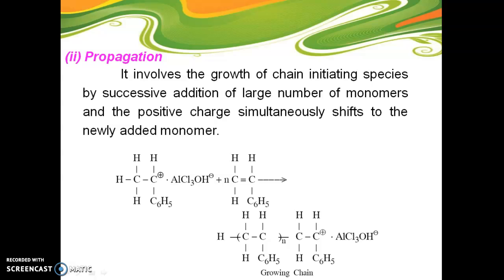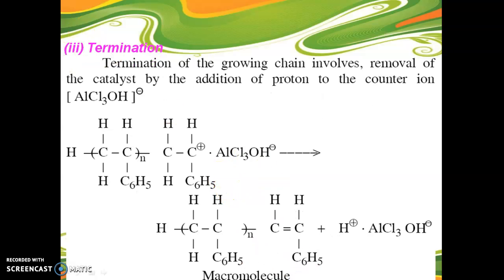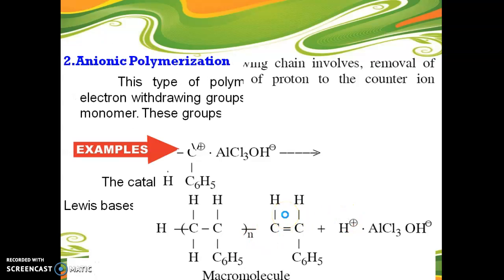In the propagation step, it involves chain growth with the successive addition of a large number of monomers. Here the chain initiating species reacts with the monomers and forms the growing chains. In the termination step, the growing chain involves removal of the catalyst with the addition of a proton and the counter ion. So like this it forms. It is a chain initiating species, and here it takes one proton and it regenerates the catalyst, and it forms a macromolecule also.